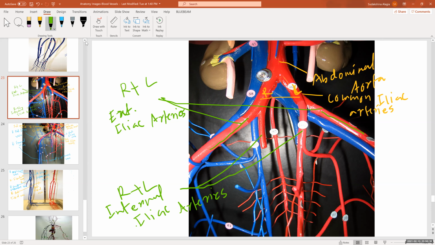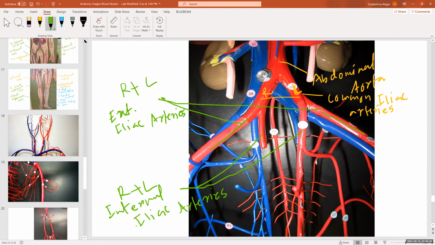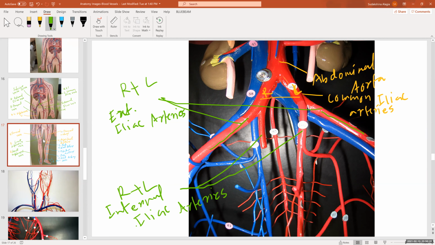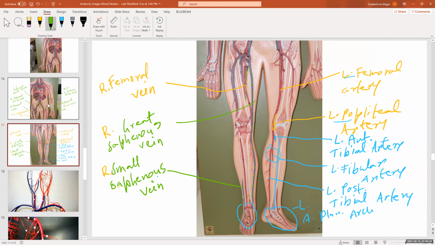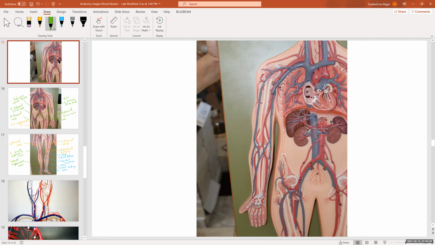both in the Wehrmann model. This is the Wehrmann model. Plus, we also covered the same vessels here in the flat circulatory model. Okay, so that's vessels of the lower extremity.